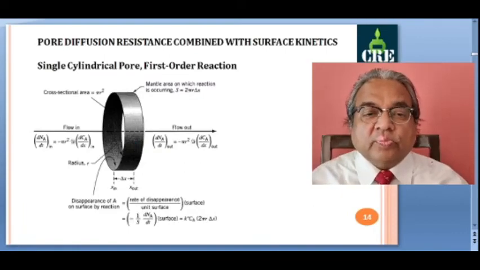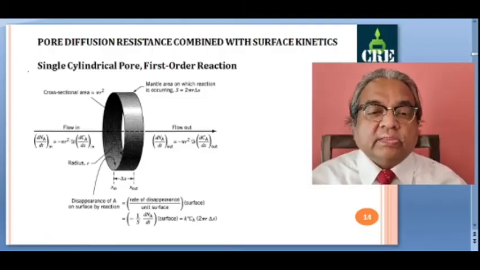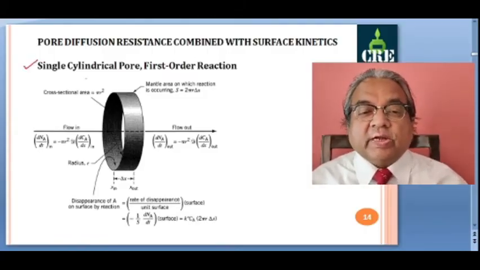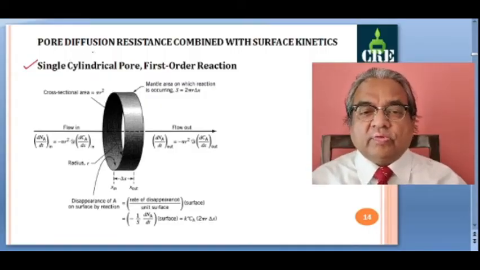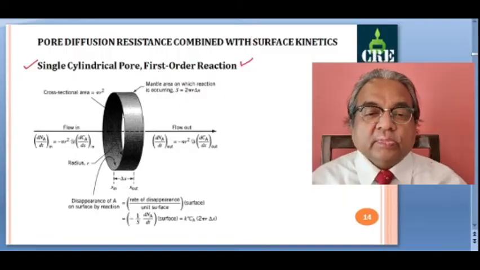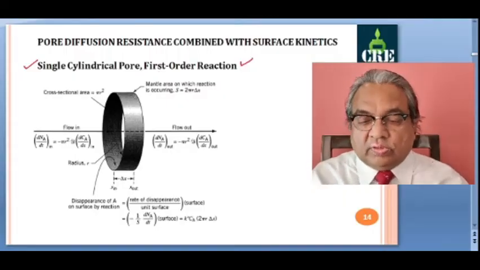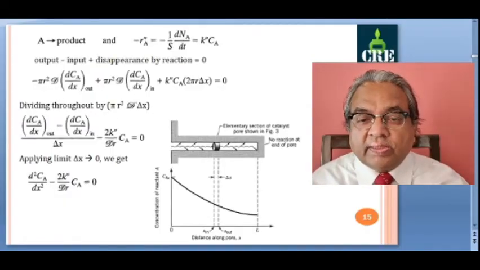Now we will look into the pore diffusion resistance combined with surface kinetics. Here we are considering the single cylindrical pore. In a catalyst particle there will be innumerable pores, and one such single pore we are considering, with the simple case of a first order reaction. So single pore like this, a single cylindrical pore.